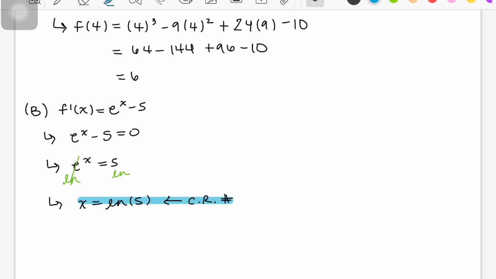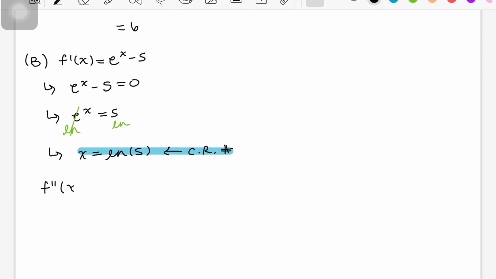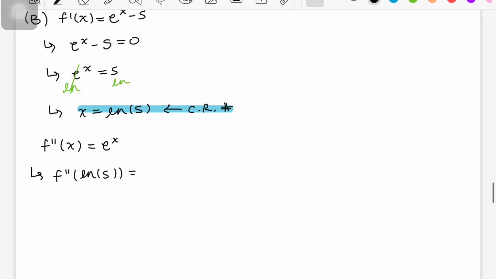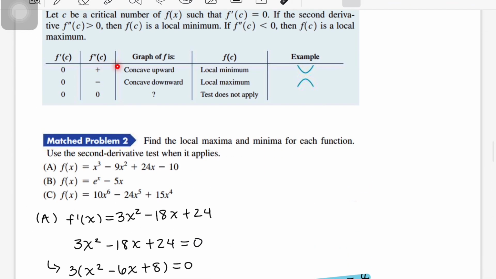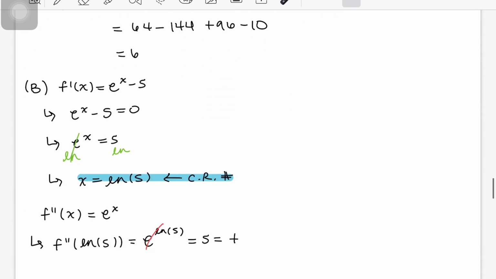Okay. And then we'll take our second derivative, which is just going to be e to the x. And then we want to evaluate our second derivative at the critical number. So plugging this in, we know that e and ln are inverses. So this 5 will come down, and this is a positive value. So using the second derivative test, this tells us that we're going to have a local minimum at that point.